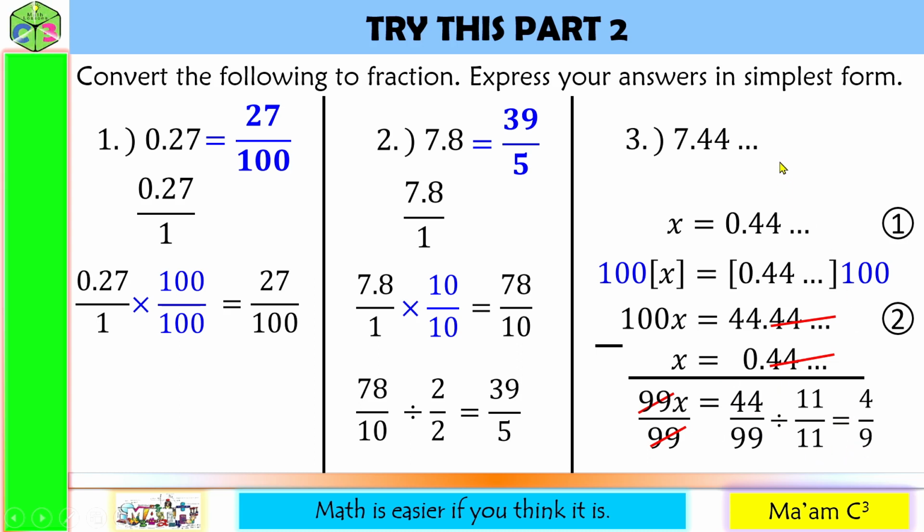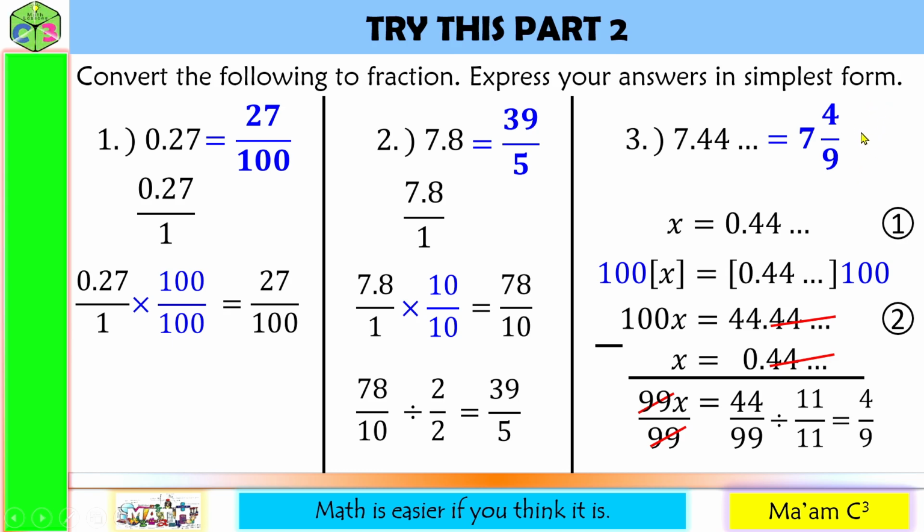Let us bring back the whole number, that is 7. And the counterpart of 0.44 is 4 over 9. You can also express this as an improper fraction. Just multiply 7 times 9, that is 63, plus 4 is 67, and then copy the denominator.